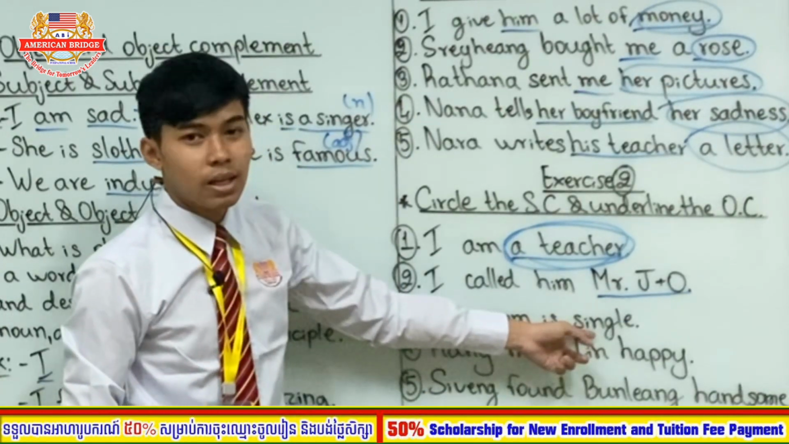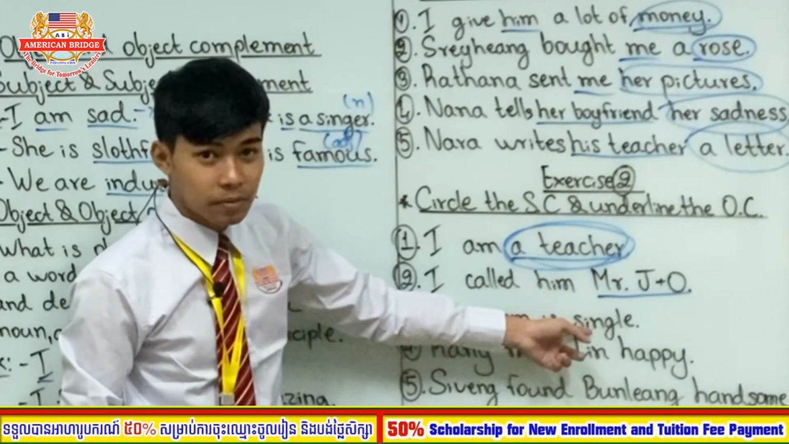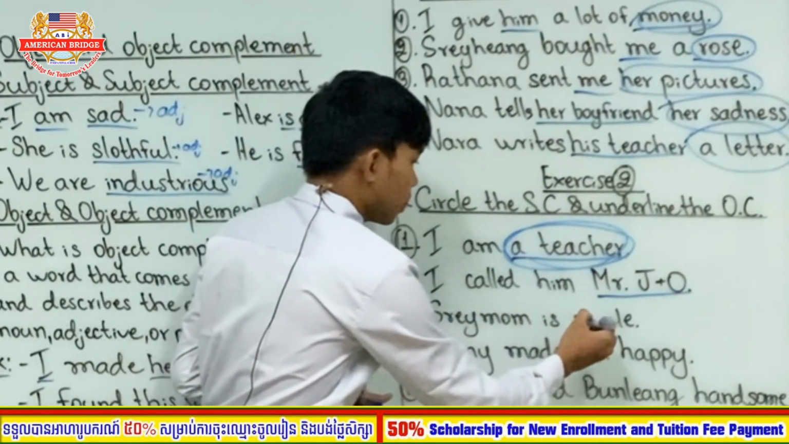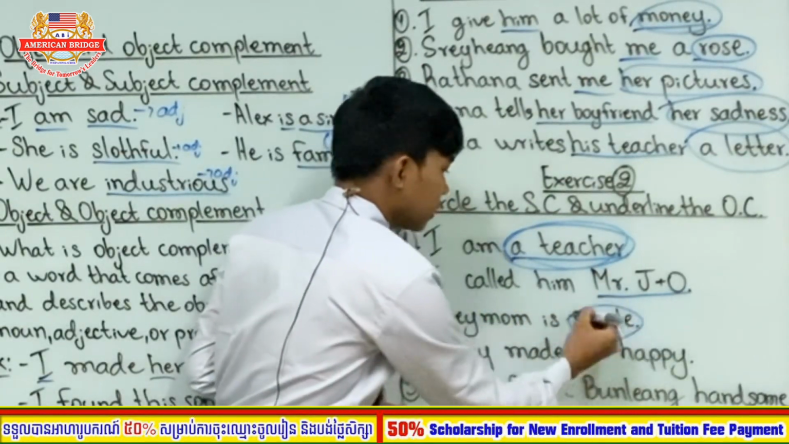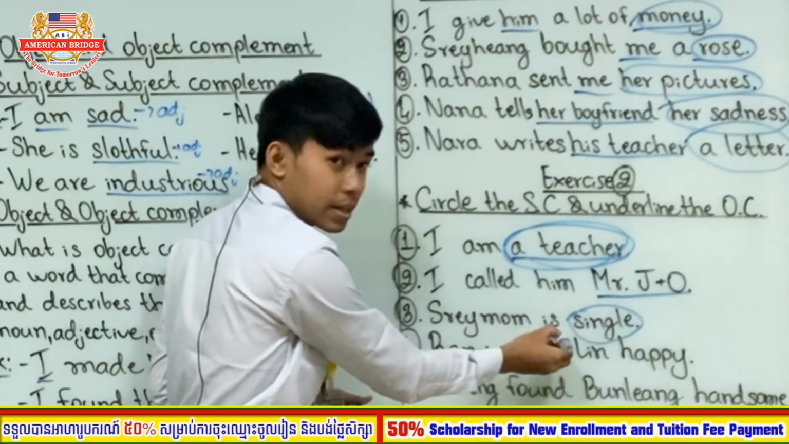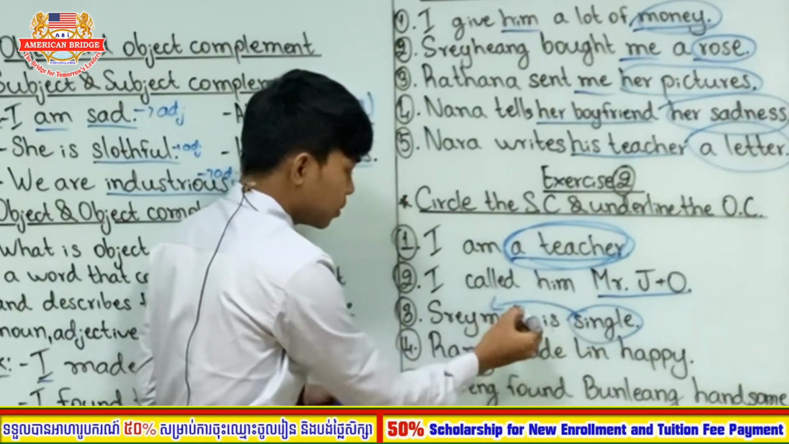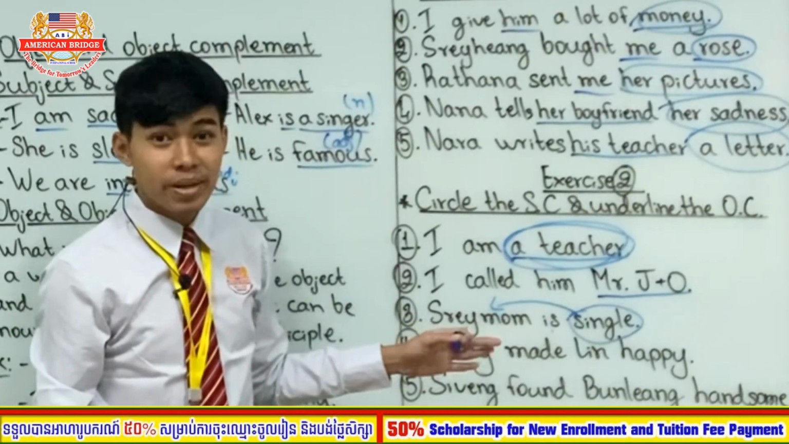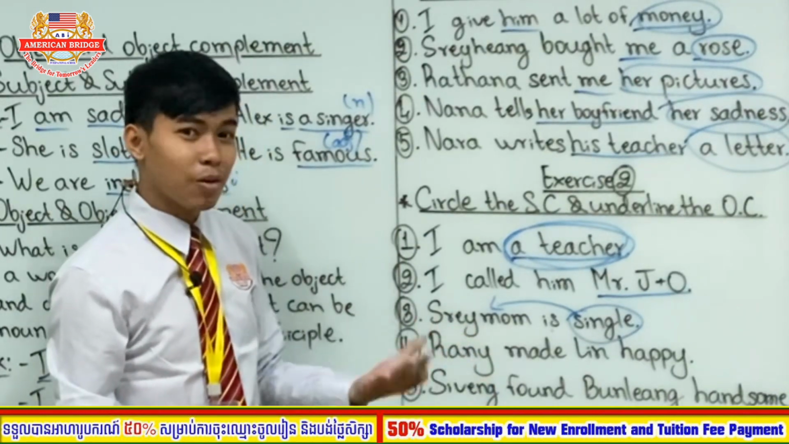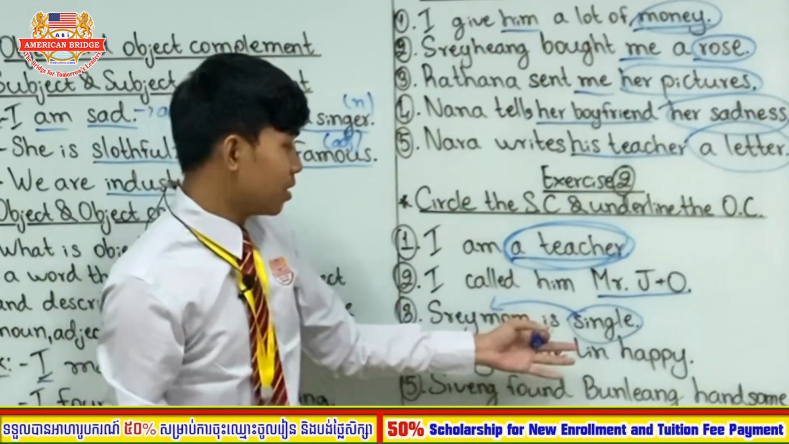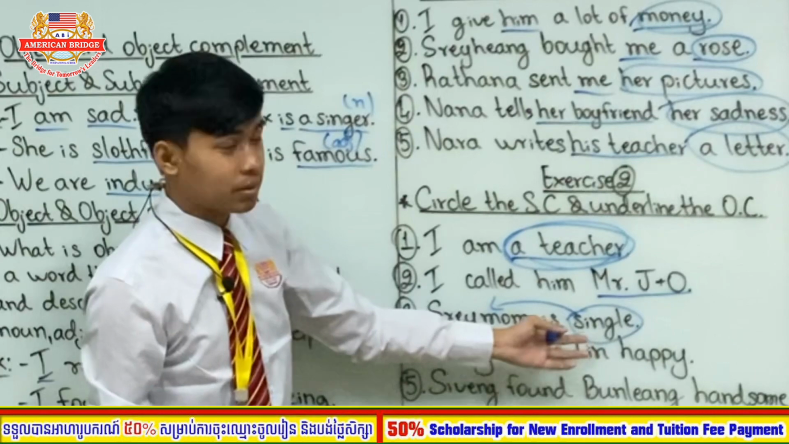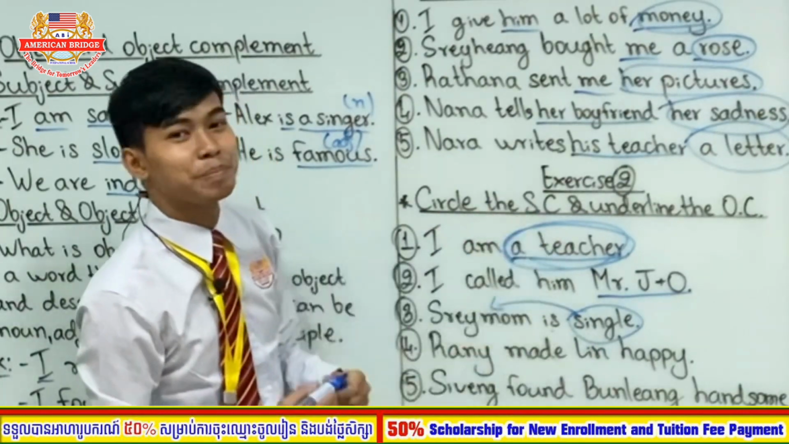Single here is an adjective, right? Adjective here comes after a linking verb, is, and it describes the subject. Sri Mom is what? Sri Mom is beautiful or Sri Mom is single? Sri Mom is single. So that's why it is a subject complement, right? And subject complement we have to circle.